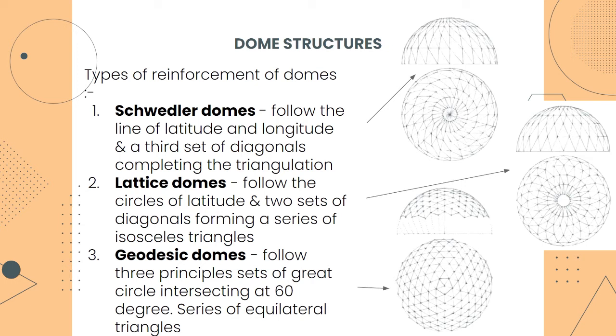And now we have geodesic domes. They follow three principal sets of great circles intersecting at 60 degrees, forming a series of equilateral triangles, basically.